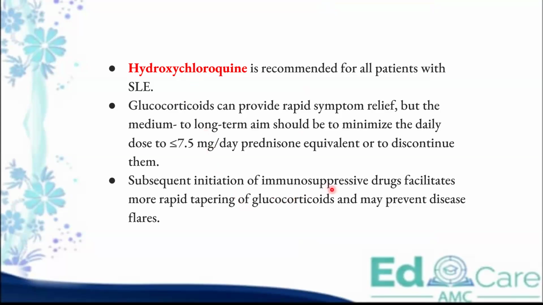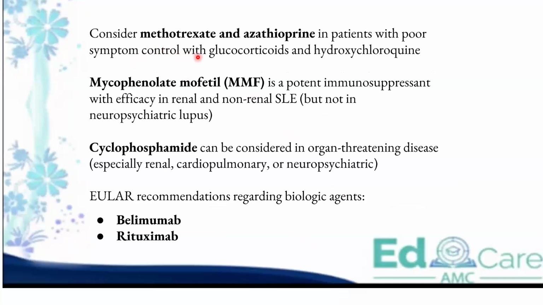Subsequent initiation of immunosuppressive drugs facilitates the rapid tapering of glucocorticoids. So, when you are unable to bring down the steroids, you can add other immunosuppressive agents, such as methotrexate, azathioprine, right? Then MMF, this is a very potent immunosuppressant, right? So it can be given in renal and non-renal SLE, but it should be avoided in neuropsychiatric lupus, right?